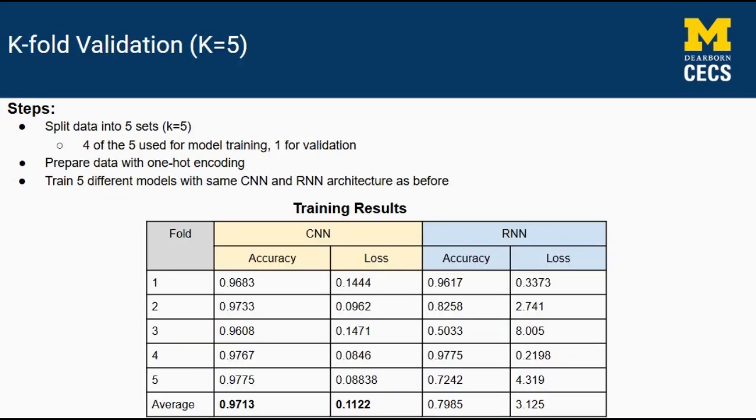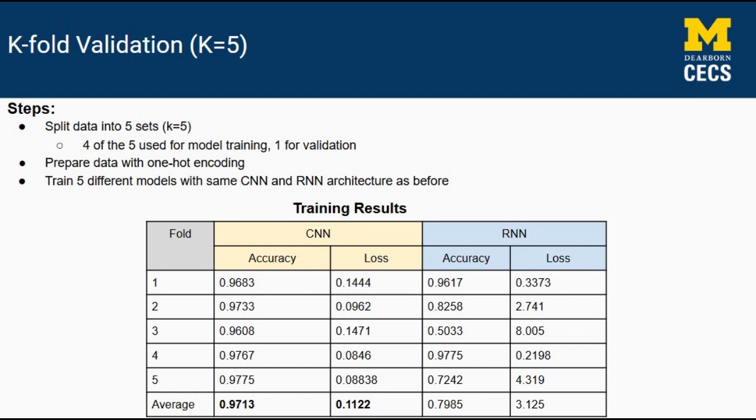So in the k-fold validation, we decided to go with k equal to 5. Here we're splitting the data into 5 sets, and it runs like a loop where it takes 4 out of 5 for model training, and the remaining one for testing, validating basically. So it runs through 5 times, and each and every data point gets trained and validated. That's how we get more accurate results, and it prepared the data with one-hot encoding.